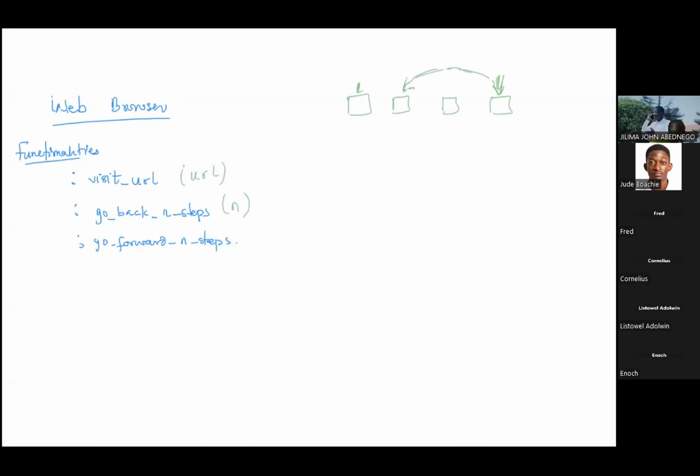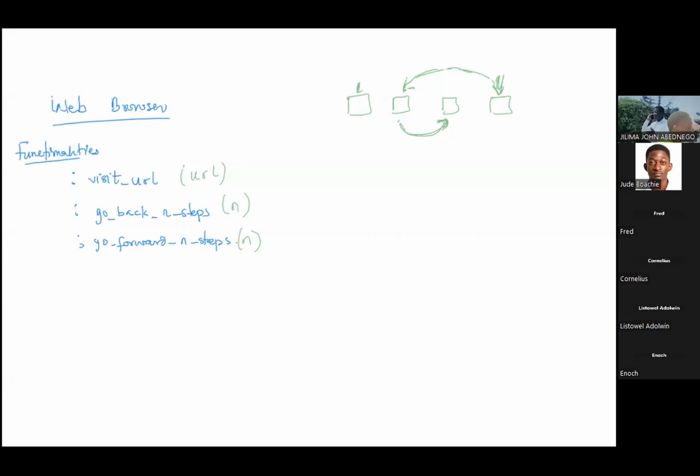And then go forward n steps is also a similar thing. Let's assume you've come back n steps, so you're here, and I want you to go forward 1 step, and that brings you here. So that is simply the functionalities we want you to support. Does the question make sense to everyone? Before we move on, if anyone has a question, please feel free to ask in the chat.